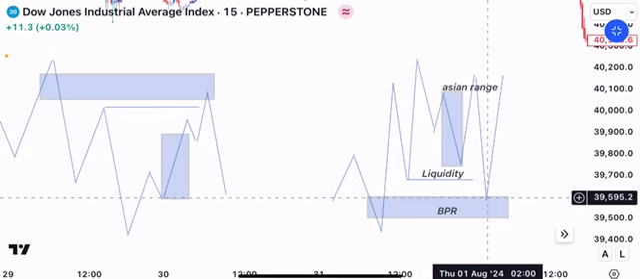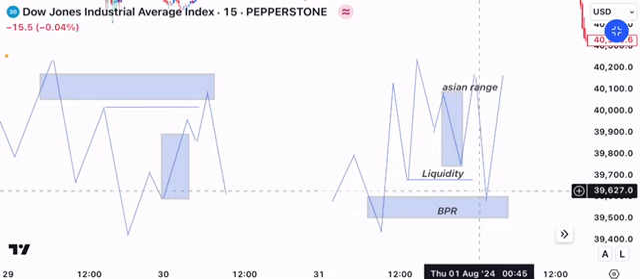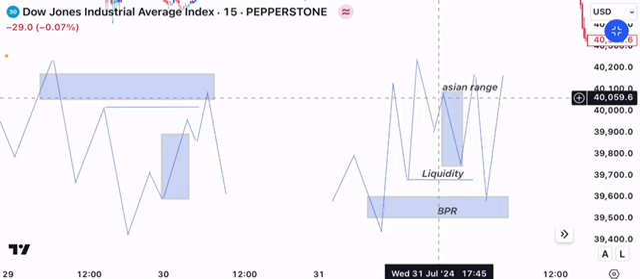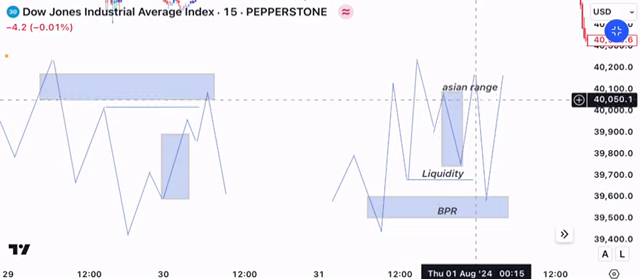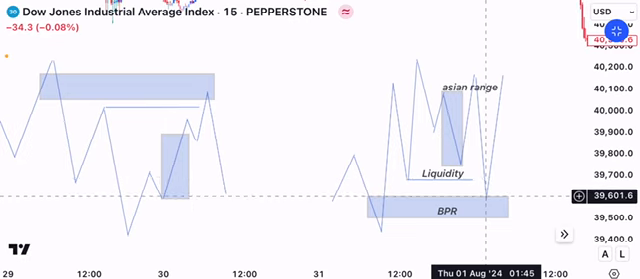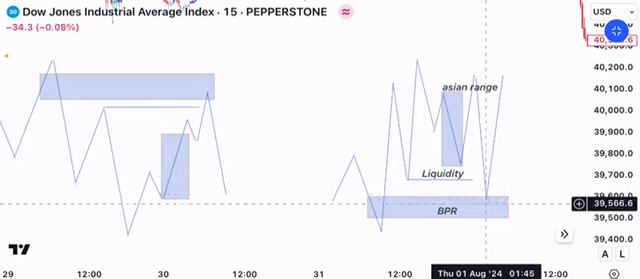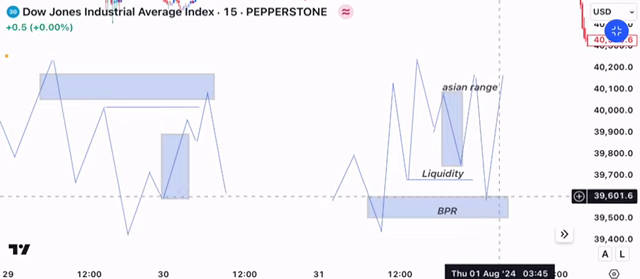Now price can tap into the BPR the next day, but not within the Asian, it must tap into it before the Asian range of the next day ends. Usually price can come in here, let's say, so this is 11 p.m. to 8 a.m. Price can come in by 1 a.m., 2 a.m., 3 a.m. Anything later than that, the probability reduces for me, right?